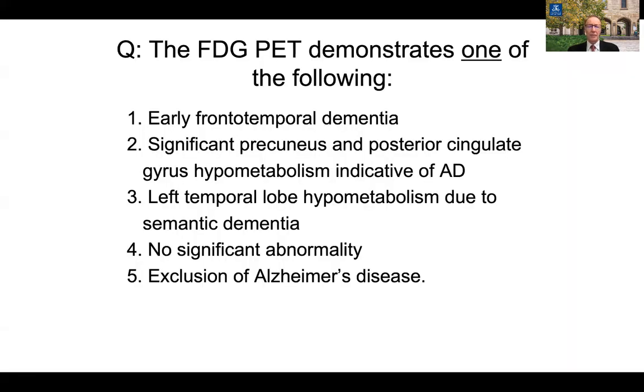Here are the questions. The FDG PET demonstrates one of the following: early frontotemporal dementia, significant precuneus and posterior cingulate gyrus hypometabolism indicative of Alzheimer's disease, left temporal lobe hypometabolism due to semantic dementia, no significant abnormality, and it excludes Alzheimer's disease. Can you say it excludes Alzheimer's disease? Have a think about these questions. We'll go back and have a look.